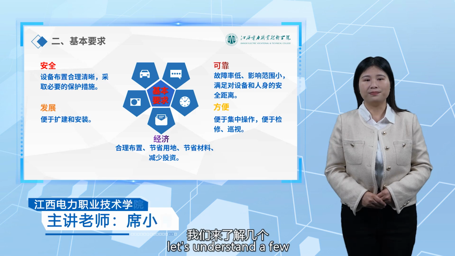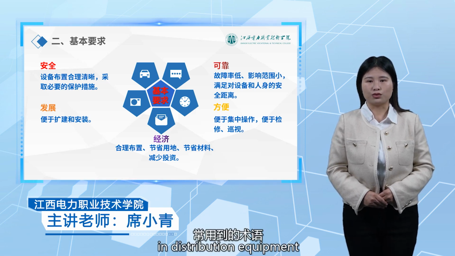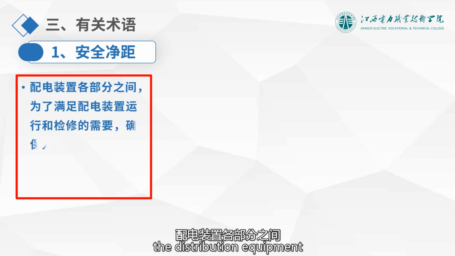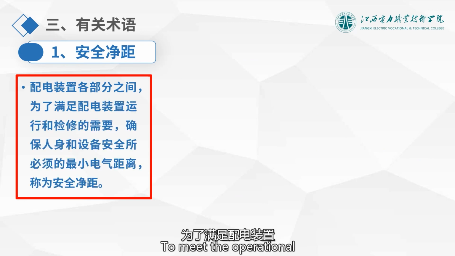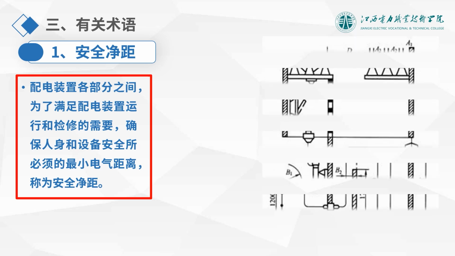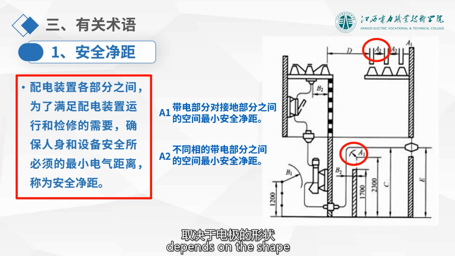Finally, let's understand a few commonly used terms in distribution equipment. The first is safety clearance. What is safety clearance? Between the parts of the distribution equipment, to meet the operational and maintenance needs of the distribution equipment and ensure the safety of personnel and equipment, the minimum electrical distance required is called safety clearance. Safety clearance depends on the shape of the electrodes, over voltage level, lightning protection, and insulation level, among other factors.